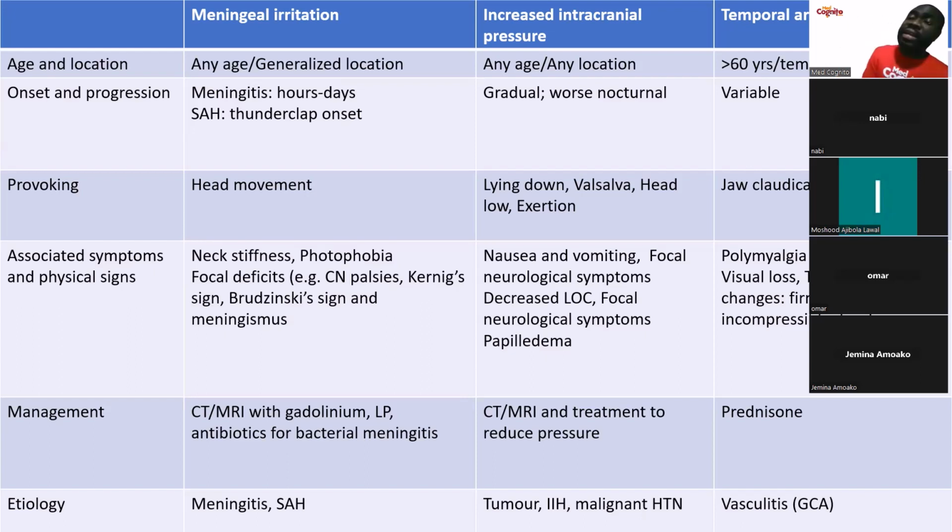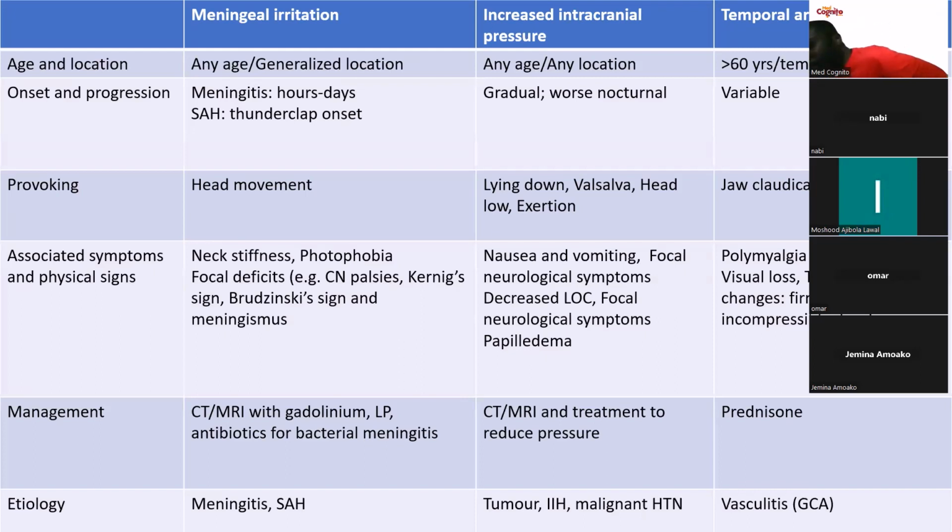And temporal arthritis, we've already learned about it. Usually it is in older people, right? More than 60 years of age. Tenderness on the temporal region. It is variable in its onset and presentation. The patient may have jaw claudication. The patient may have proximal muscle weakness. The patient may even have non-specific weight loss.